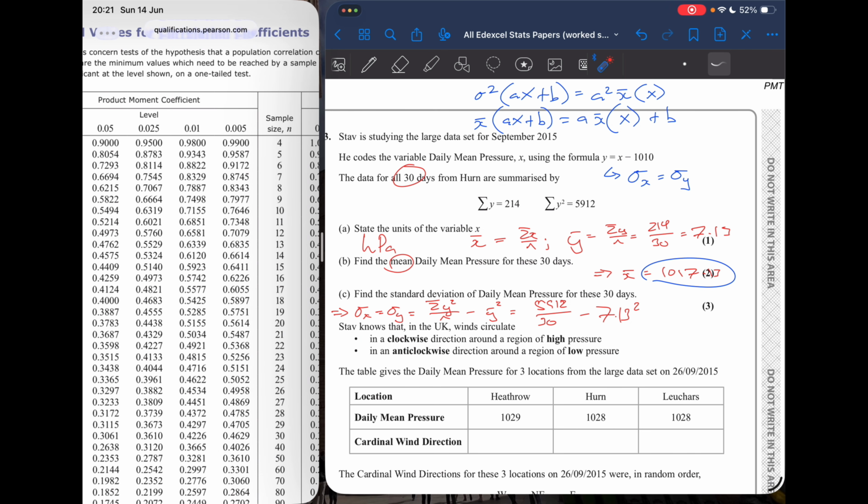We've forgotten to square root. This formula we've used is for the variance, so we need to square root all of that stuff. Square root all of that as well. So square root the answer on my calculator: 12.1.